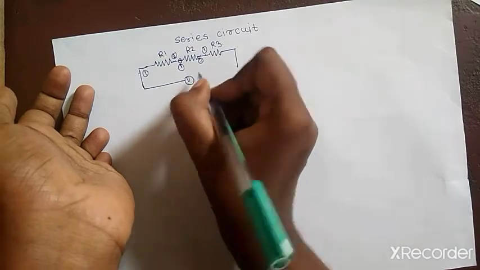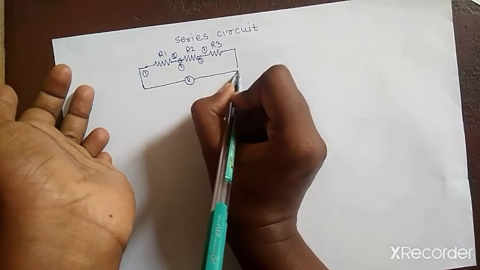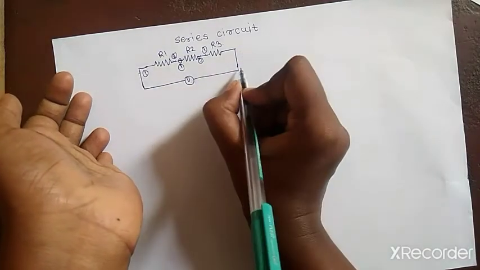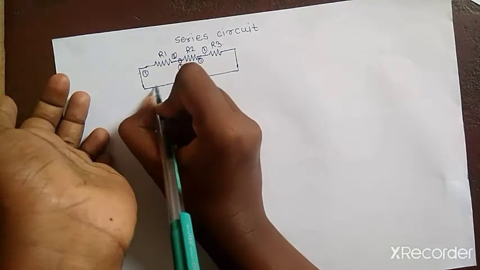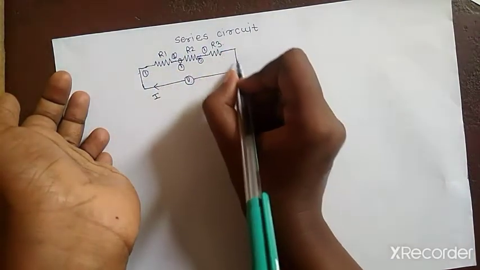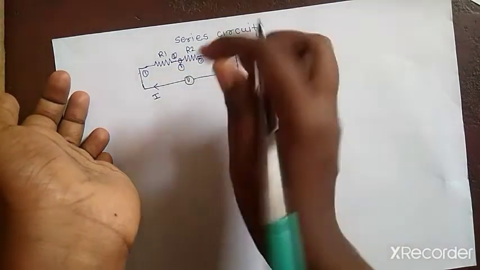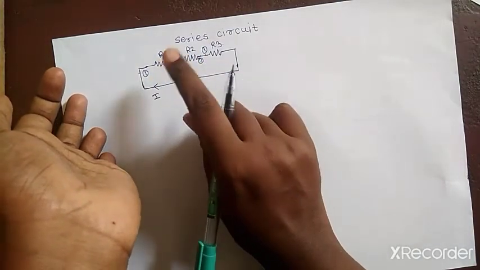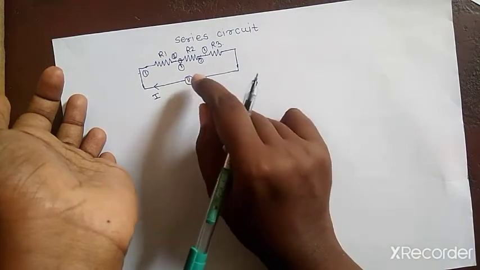We consider this connected to a voltage source, and these resistors have a single current path to flow. So we say that these resistors are connected in series.